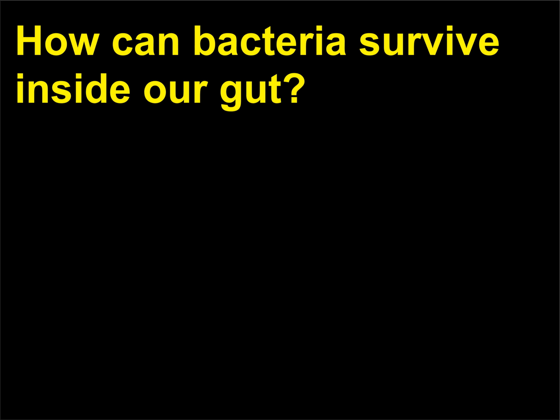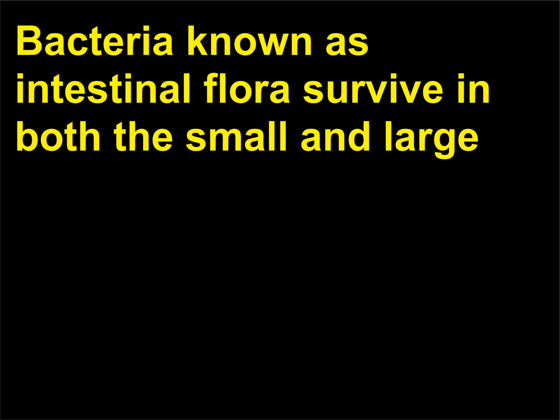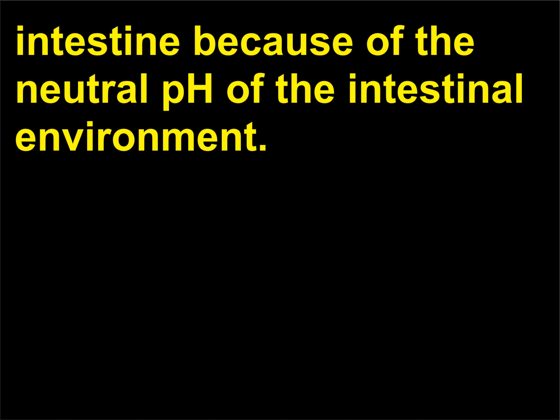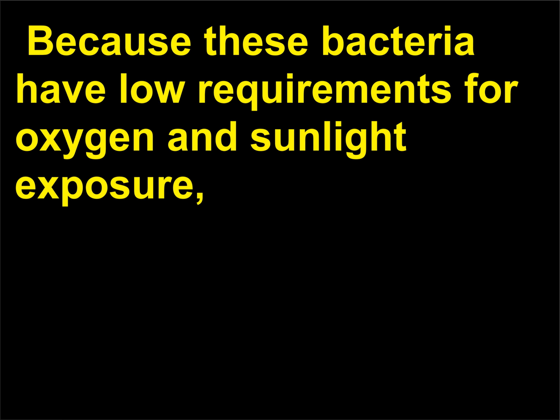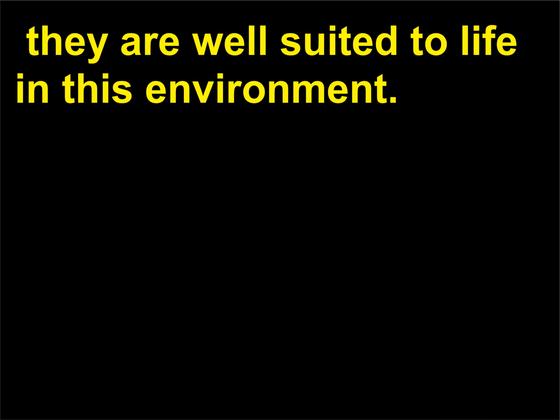How can bacteria survive inside our gut? Bacteria known as intestinal flora survive in both the small and large intestine because of the neutral pH of the intestinal environment. Because these bacteria have low requirements for oxygen and sunlight exposure, they are well suited to life in this environment.